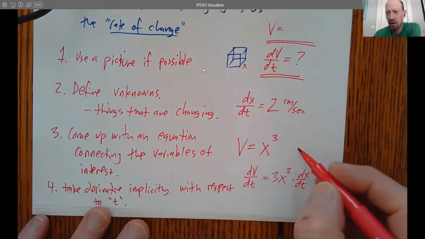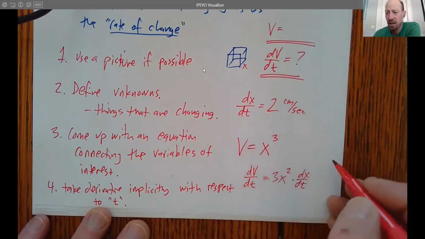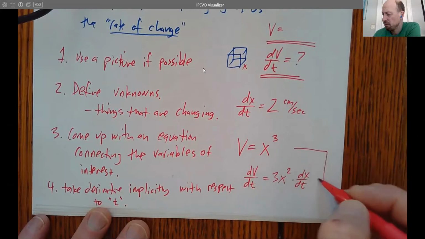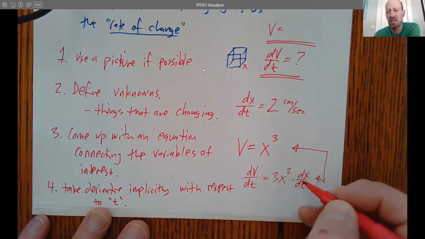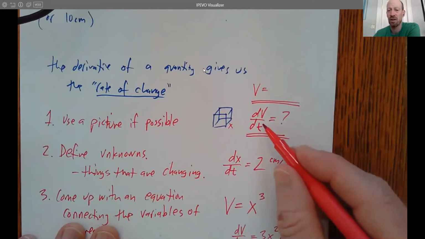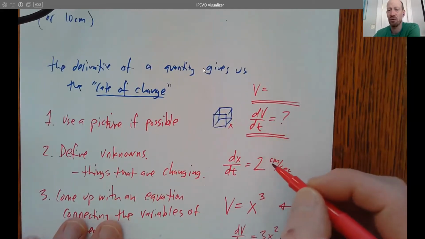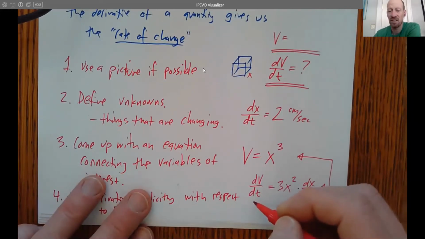What we've got here is that if v and x are connected this way, then this is also true, and this is connecting how fast v is changing to how fast x is changing. And this is actually the magical equation for us, because this is connecting the things that we want to know to the things that we do know. Okay. So I want to know dv dt in this case.